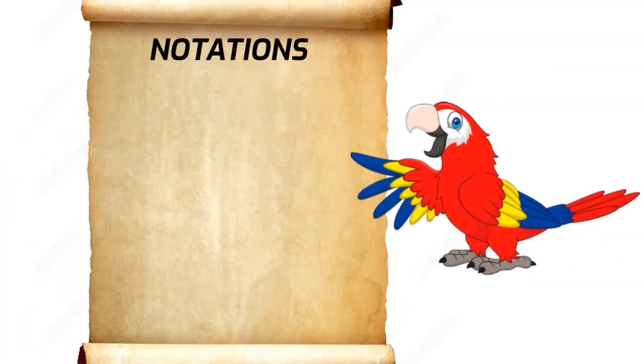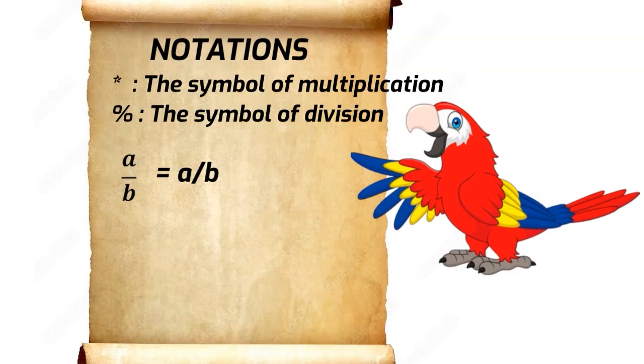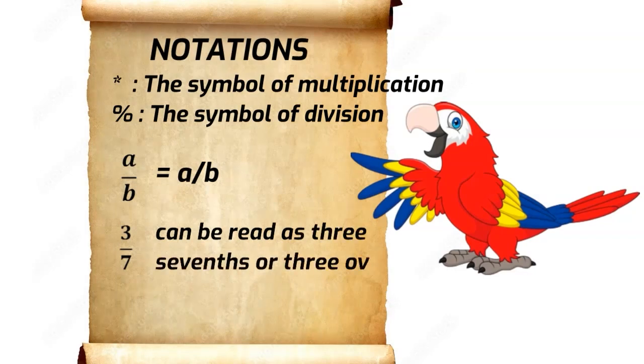Let's review a few details about notations first. These are the symbols we are using today for multiplication and division. And this is how we are going to represent the fractions. We may switch from one to the other. Finally, this is how we are going to read the fractions. For example, this fraction can be read as 3/7 or as 3 over 7.